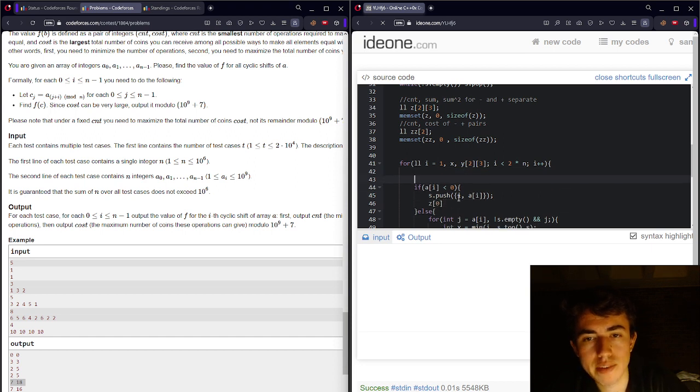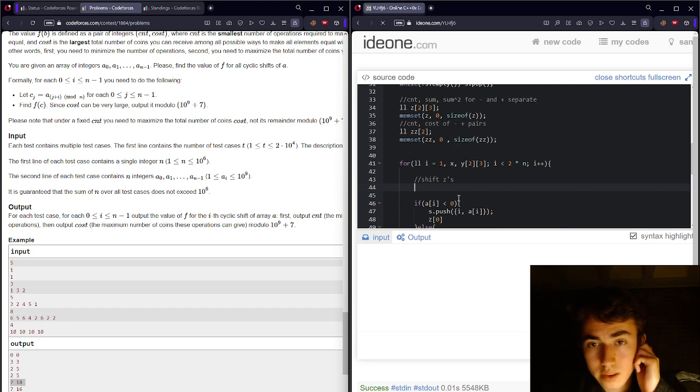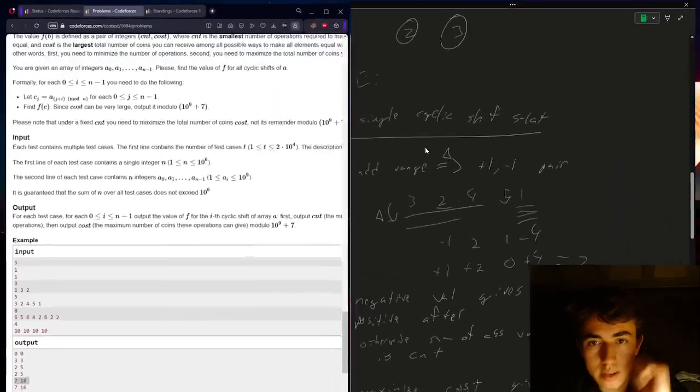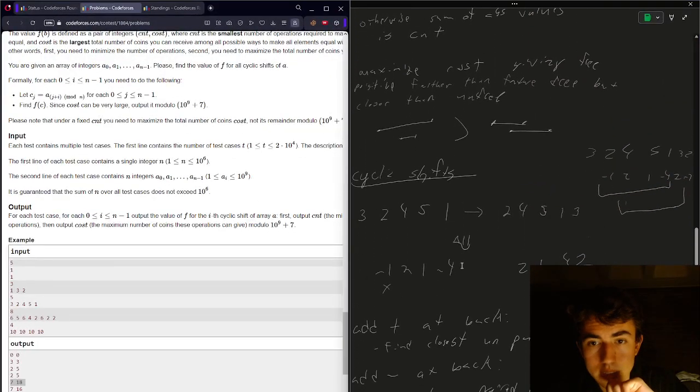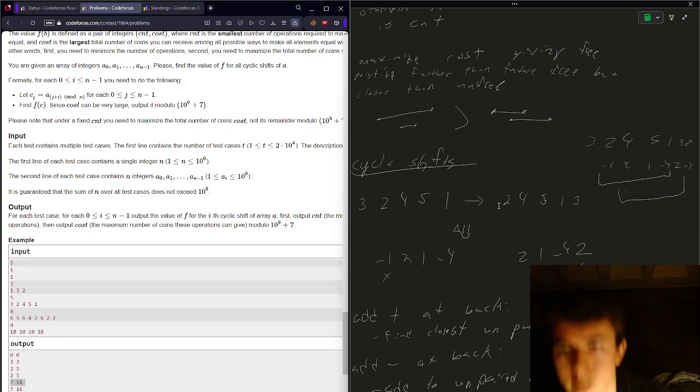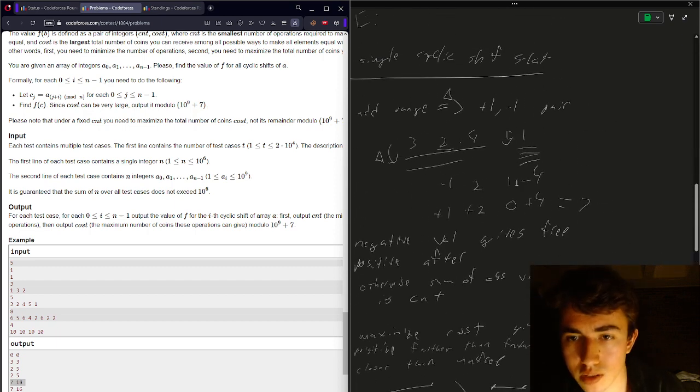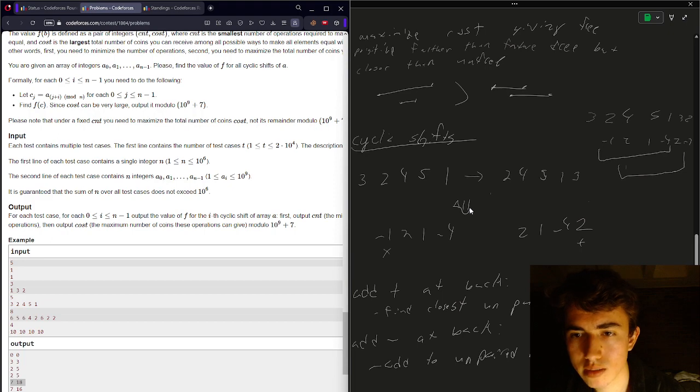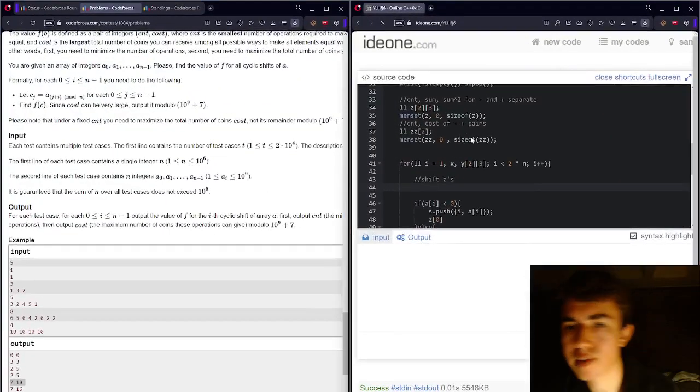Alright, first we need to shift everything. Shift Z. Okay. Remember, how does this change, right? We need to add. What do we need to add? So the negatives reach to the end, right? So when we shift it, we need to add 1 to everything.